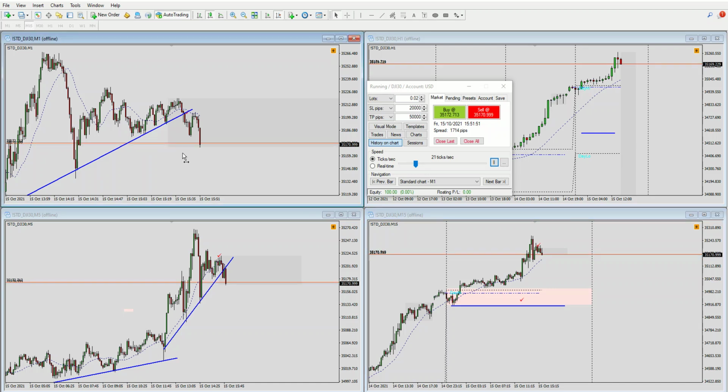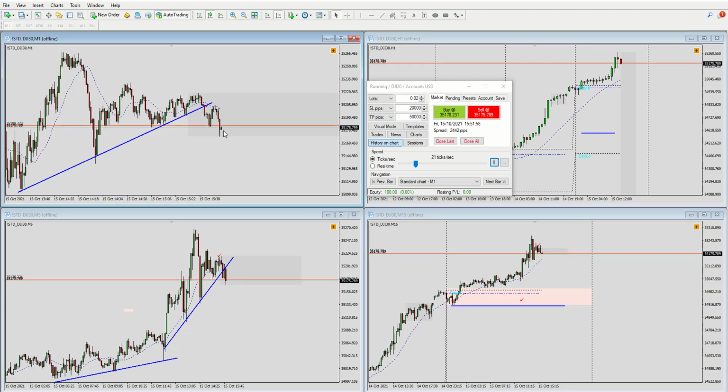Oh, okay, now they gave a big candle, but it didn't close yet, so this is not a full engulf. Why? Because as you can see, they pulled back, okay?